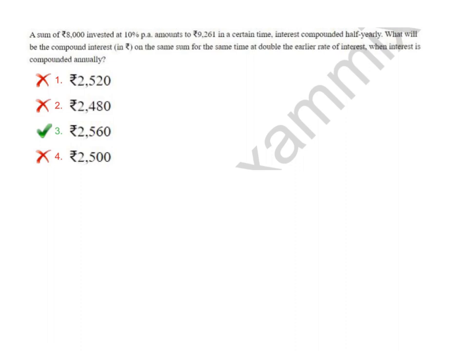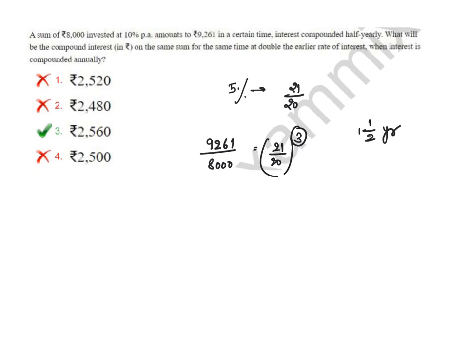Interest is compounded half yearly. We know 8,000 becomes 9,261, and 10% half yearly means 5%. The factor that is raised at 5% is 21 by 20. The amount is 9,261 and the principal is 8,000. So this is 21 by 20 whole cube, which means it took 3 half years. 3 half years means the time is 1.5 years.